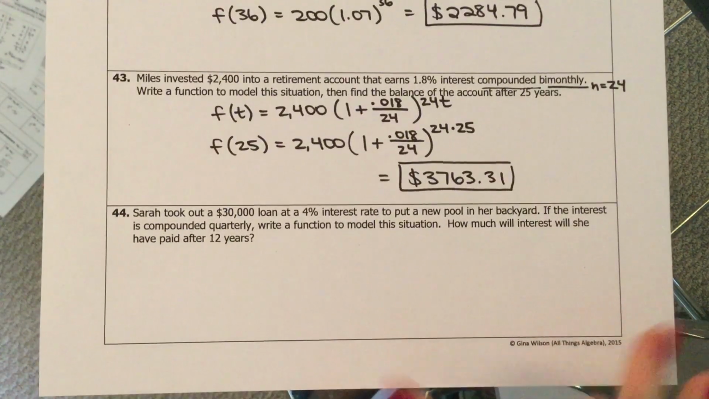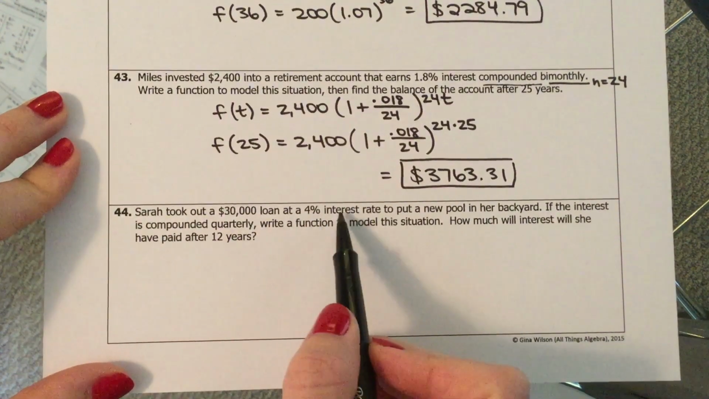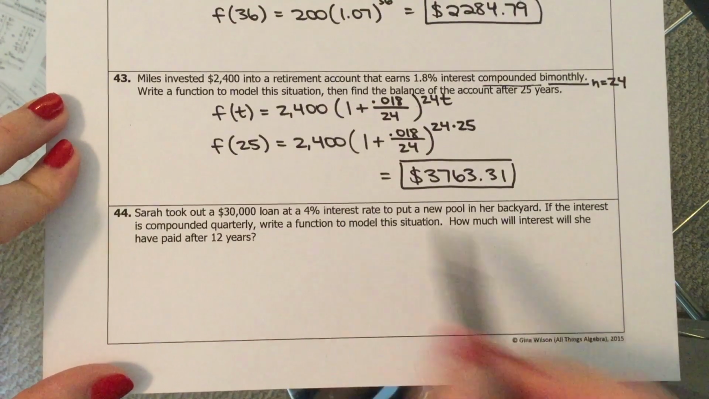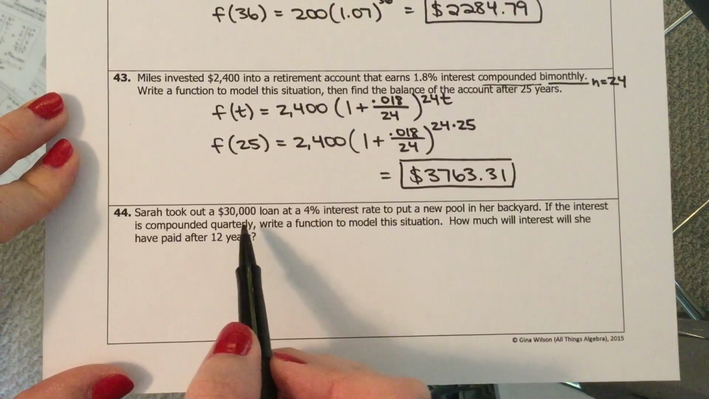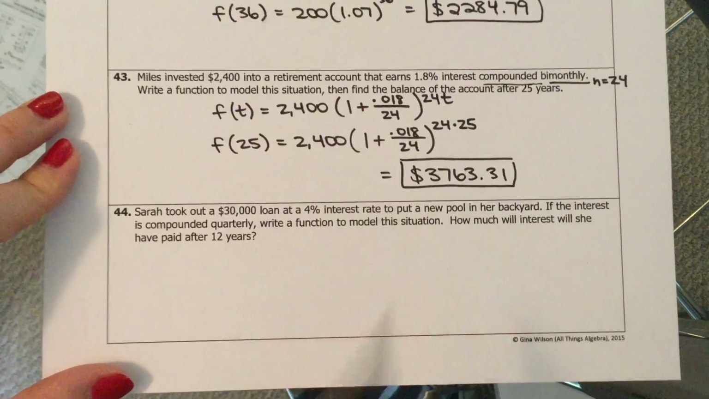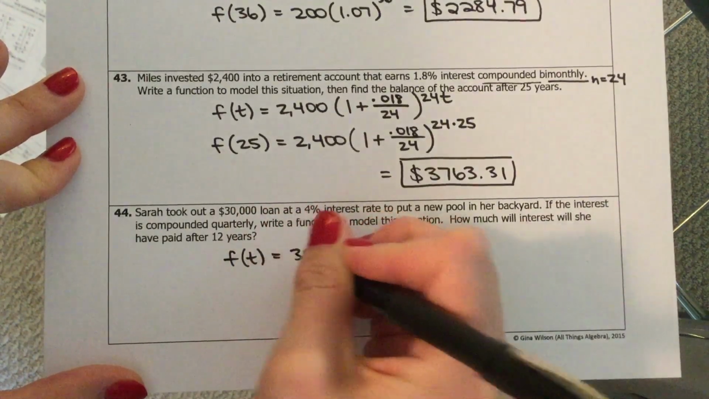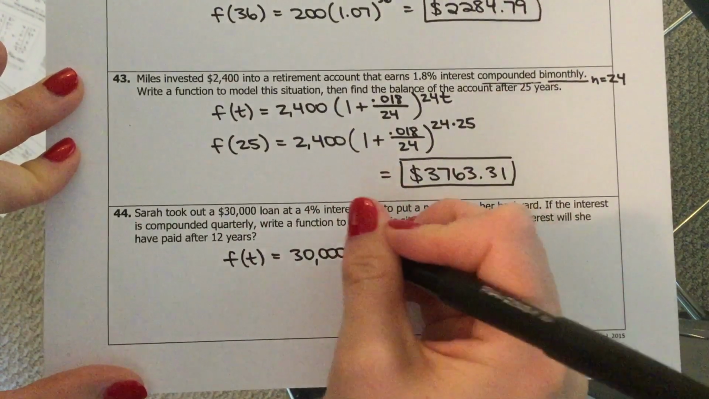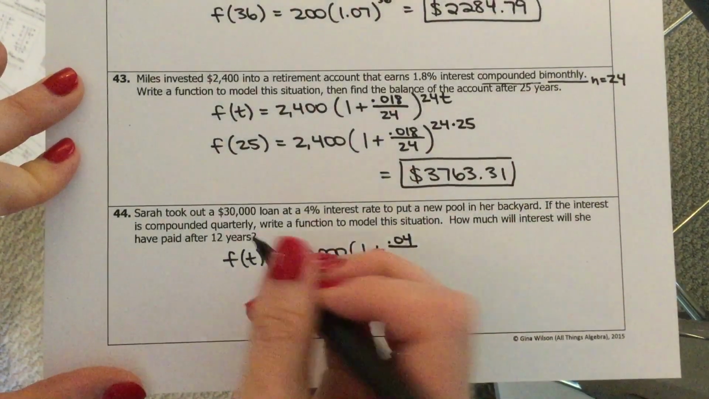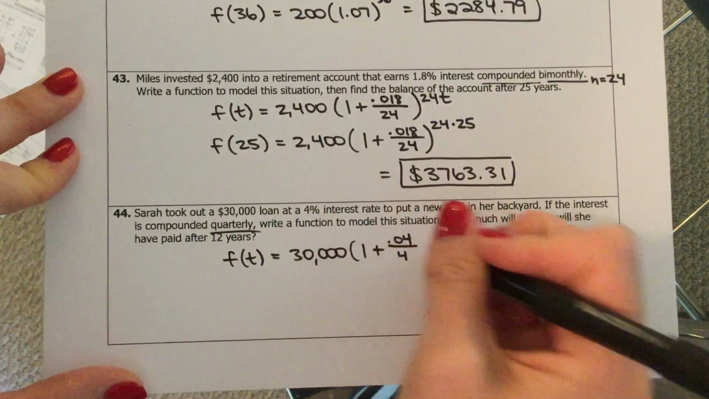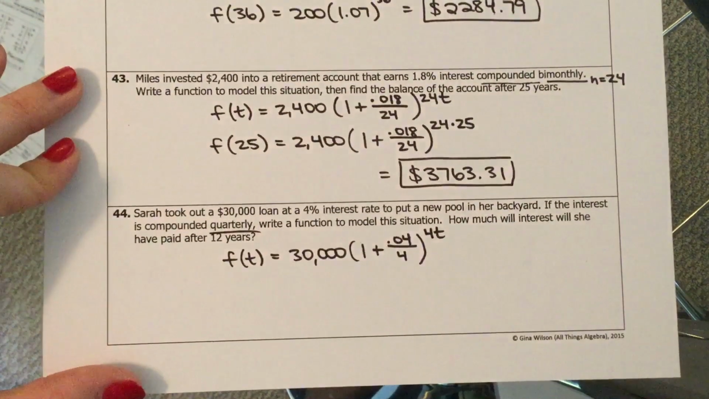Okay, one more of these. So Sarah took out a $30,000 loan, that's P, at 4% interest, so R is 0.04, to put a new pool if the interest is compounded quarterly. So compounded quarterly means N would be 4. So write a function. So start with the principal amount, 1 plus R, so 0.04, divided by n. Remember, compounded quarterly means that n would be 4. And then n times t would be your function.